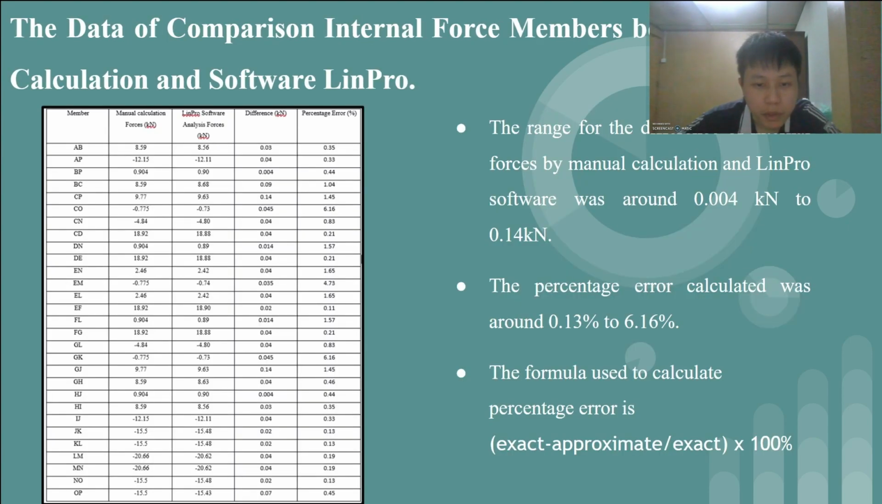This is the data comparing internal member forces between manual calculations and the software LinPro. The difference between both calculations is around 0.004 kN to 0.14 kN. The percentage error was around 0.13 to 0.16%. The formula to calculate percentage error is exact minus approximate divided by exact times 100%.